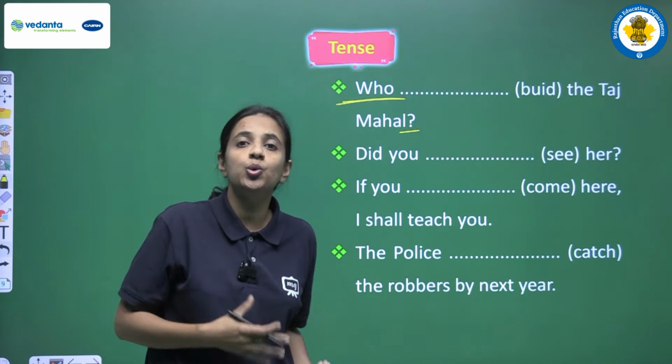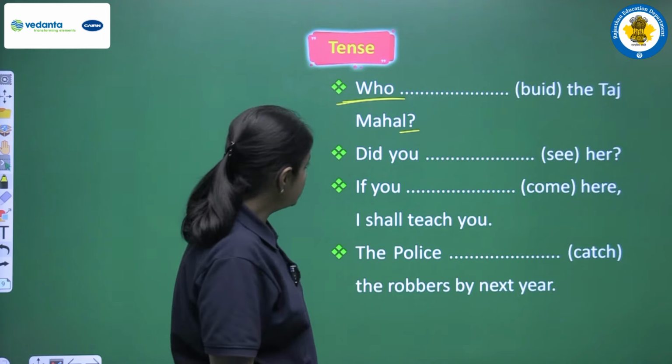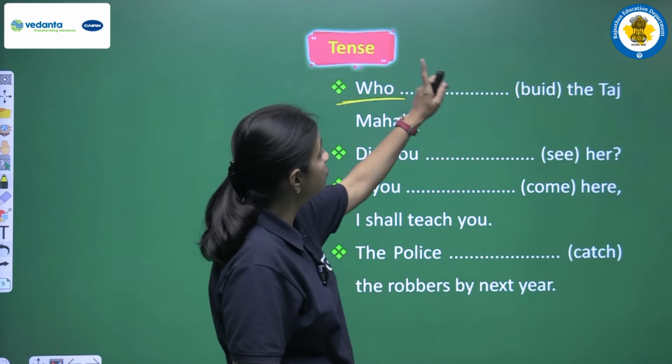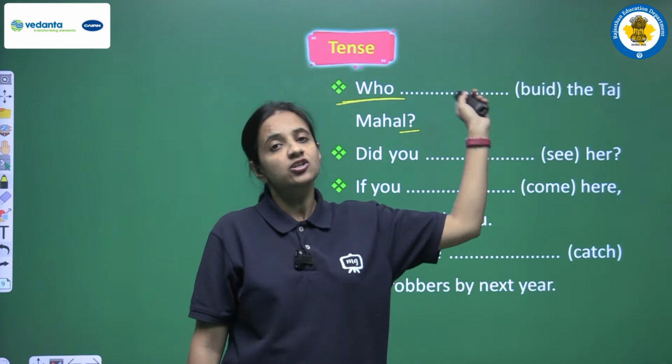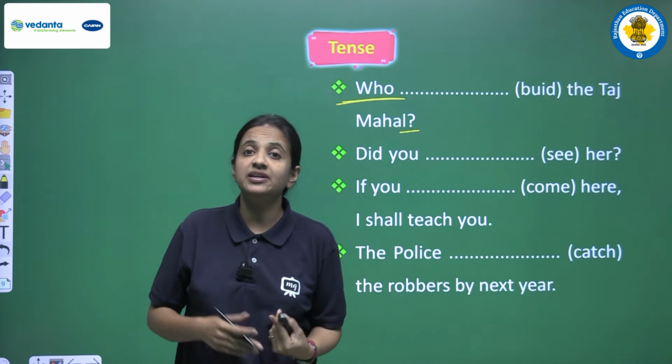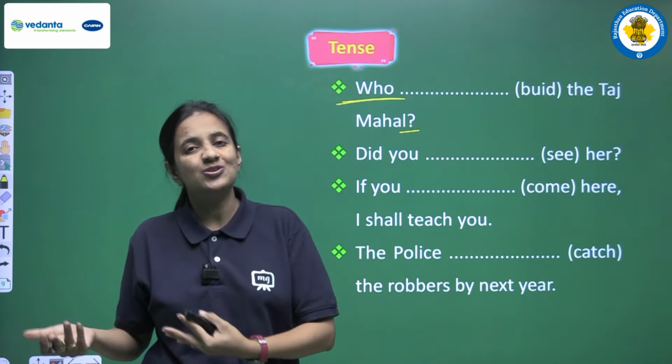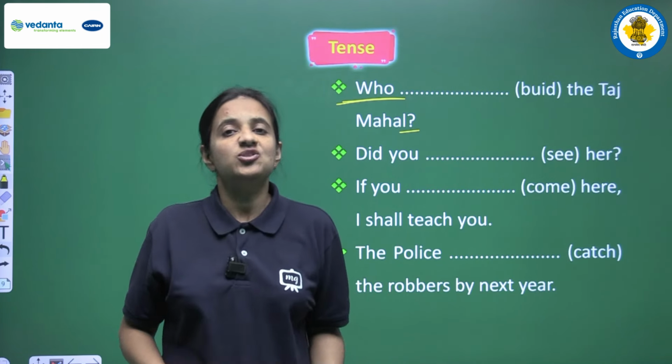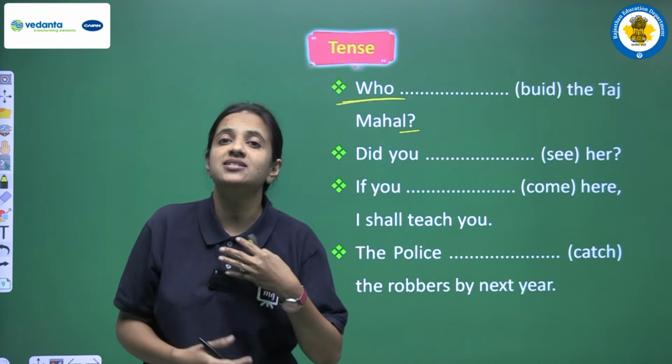We are having who as a question word. So students, now read it one more time. Who built the Taj Mahal? You know this event, to build the Taj Mahal, actually happened in the past, right? Because it was built a very long time ago in the past. So here we are talking about some past event.